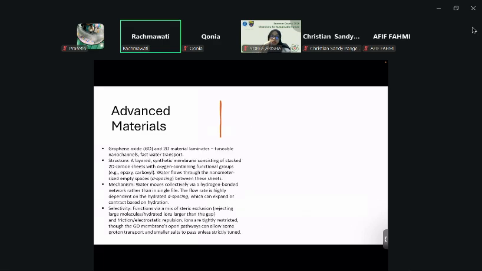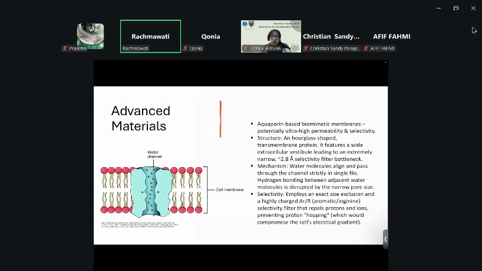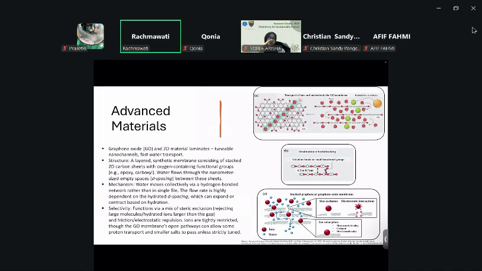And then there is also applying materials such as graphene oxide and 2D material laminates. So the difference is that this one here is the aquaporin-based biomimetic membrane. When you are using a 2D material such as graphene oxide, you can see that the water is actually coming through like this, like here. They have these kinds of routes. It's quite different.